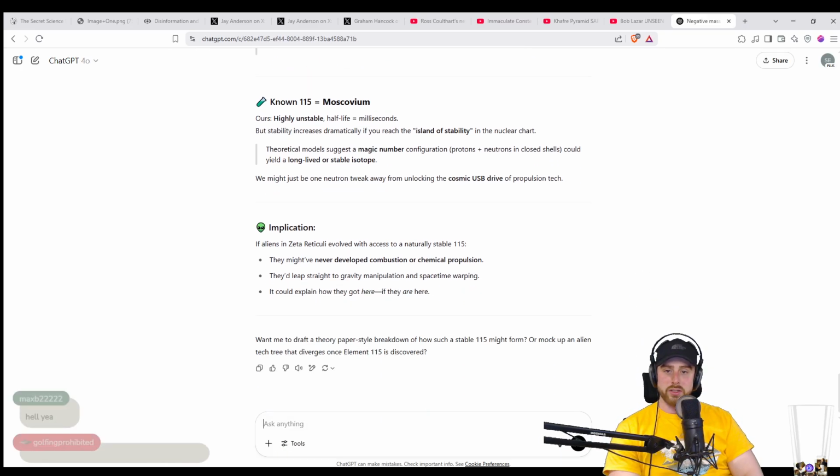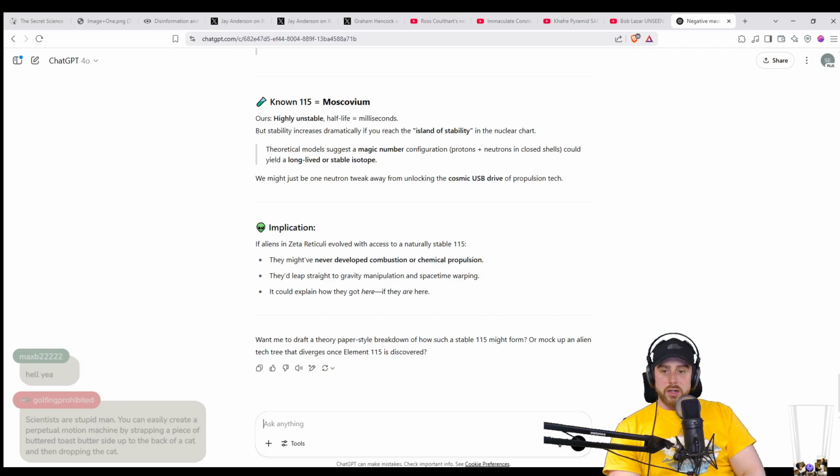It's Moscovium. If aliens in particular evolved with access to a naturally stable 115, they might have never developed combustion or chemical propulsion. They'd leap straight to gravity manipulation and space-time warping. It could explain how they got here, if they are here. Yeah. Interesting meme.